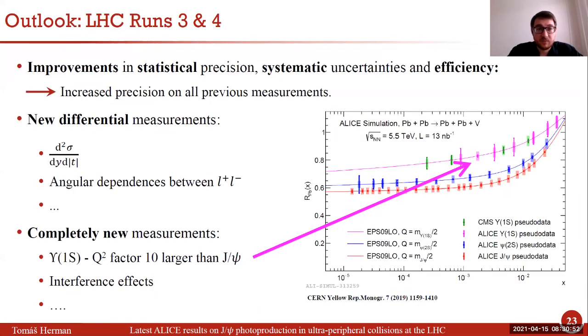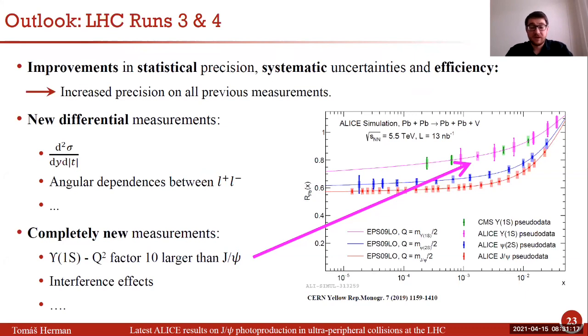So this means we will have improvements in the statistical precision as well as systematic uncertainties and efficiency, which will mean a significant increase in precision on all our previous measurements. But that is not all. We will also be able to make new differential measurements, like the double differential cross-section in rapidity and t, or the angular dependence between the dileptons. And that is not all.